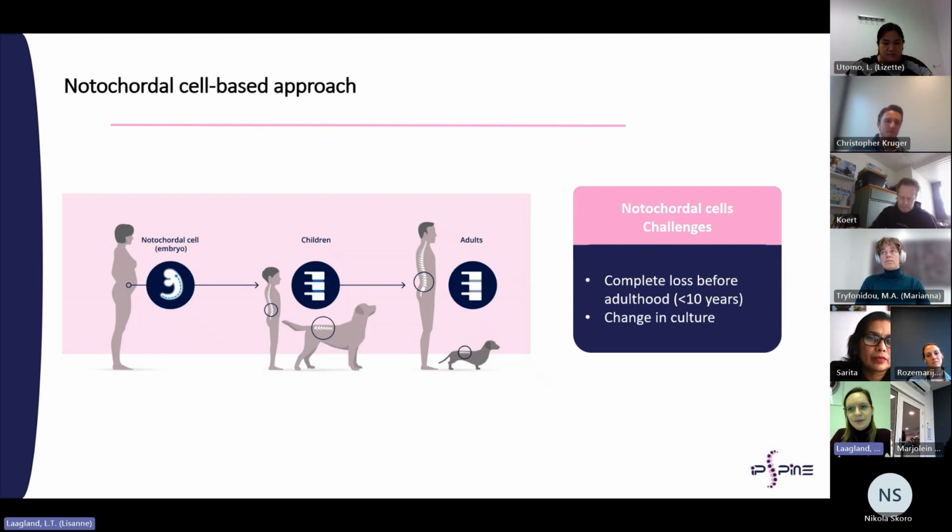However, there are some challenges in working with notochordal cells. And that is because we lose them so early in life. So you can here see in the embryo, there is the notochord illustrated in blue. And in very young children and certain dog breeds, you can still see that there is blue present within the intervertebral disc. So that is where the notochordal cells are located. However, already before adulthood has been reached, so already before 10 years old, and also in the short-legged dogs, you see that the notochordal cells have disappeared.